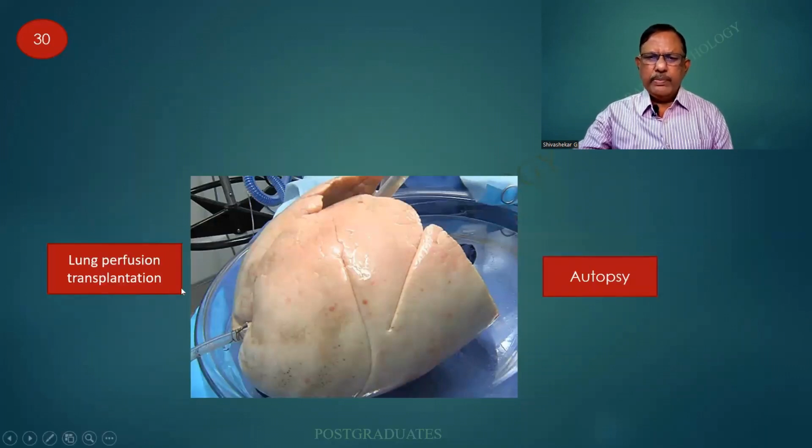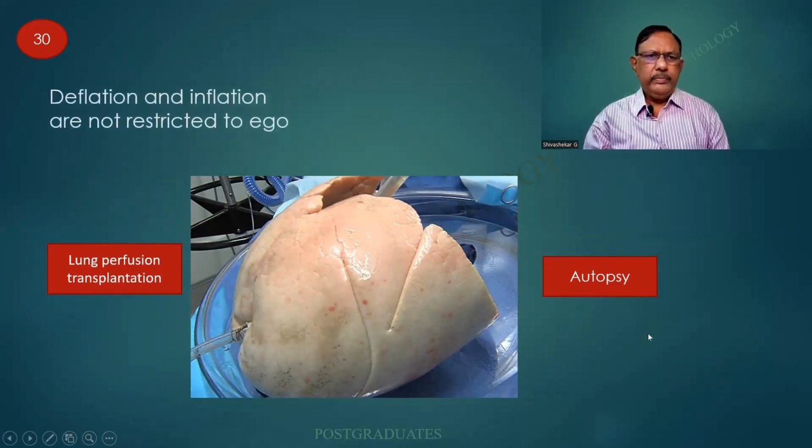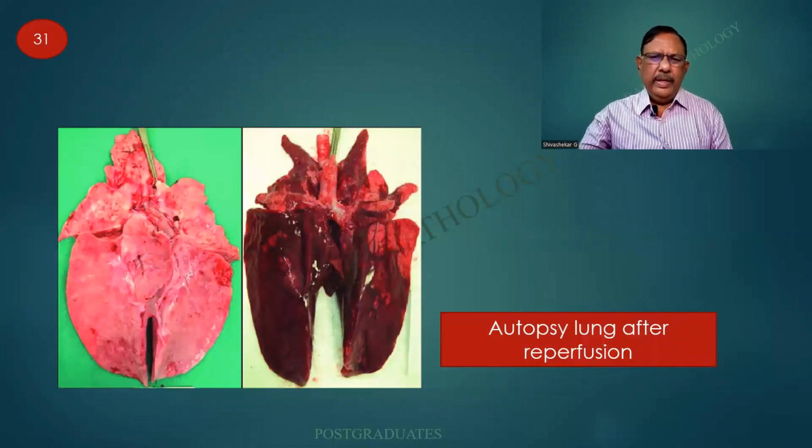So it can be for transplantation. It can also be for autopsy for us, rather after autopsy. Deflation and inflation are not restricted to ego. It is life and death. And here again, it is a similar one. This is a lung that has been removed from the cadaver. And after that, at autopsy, you find that there is a reperfusion that has been done. Look at the massive change. And this is looking almost like normal. I won't agree that the patient is normal.